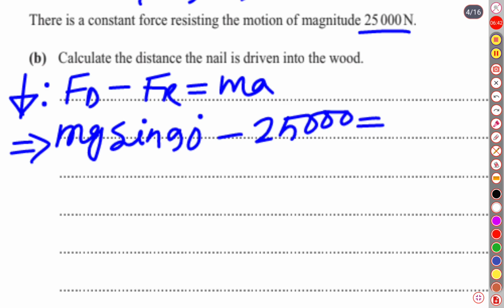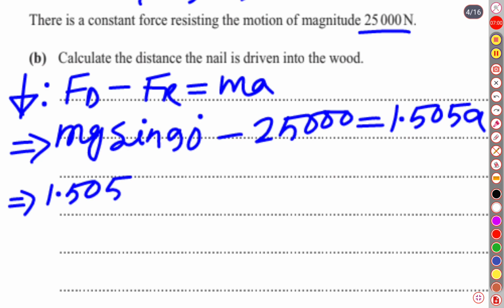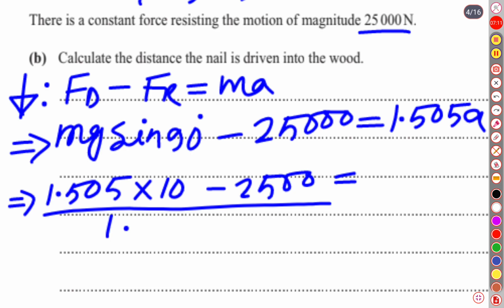And the mass of both of the particles combined is 1.505, into acceleration. Okay, then our acceleration is going to be, mass of both of the particles combined, 1.505, into acceleration due to gravity, which is 10, and sin 90 is 1, minus 25,000 is equal to 1.505 into acceleration. So our acceleration is going to be, if we do this calculation using our calculator, let me do the calculation.